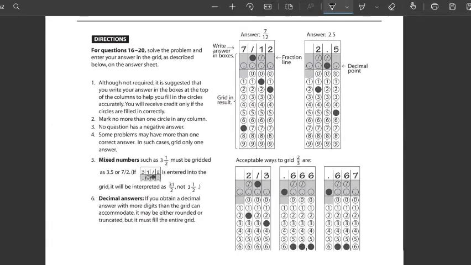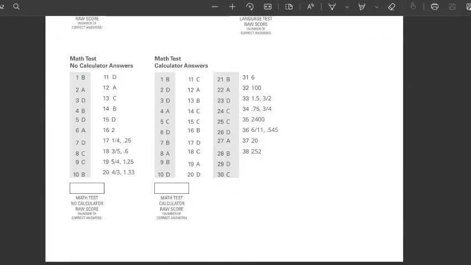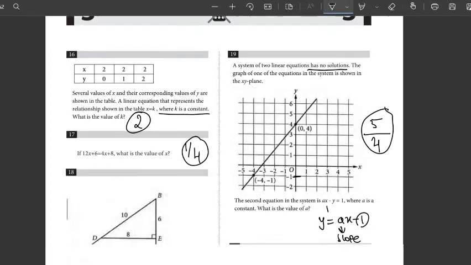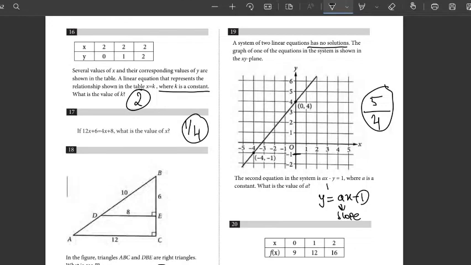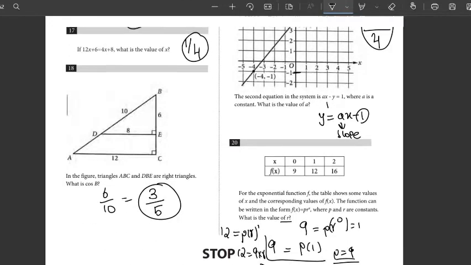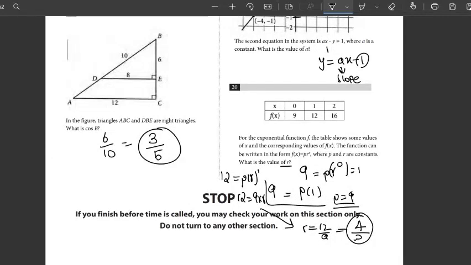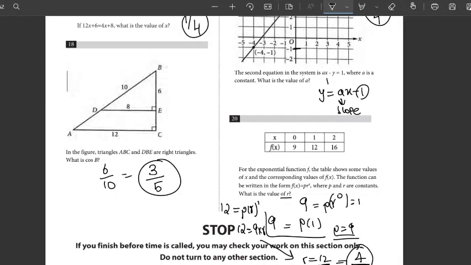Now let's check the grid-in answers. 2, 1 by 4, 3 by 5, 5 by 4, 4 by 3. Okay, I think those were correct. 2, 1 by 4, 3 by 5, 5 by 4, and 4 by 3. So those are all correct.